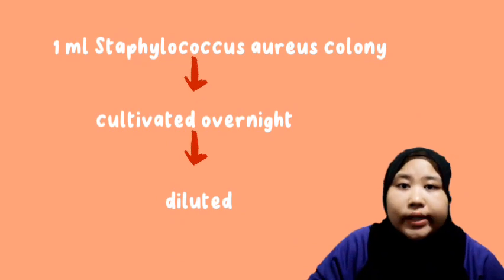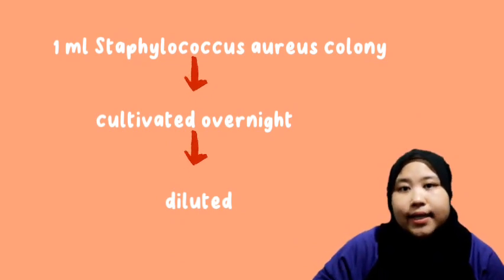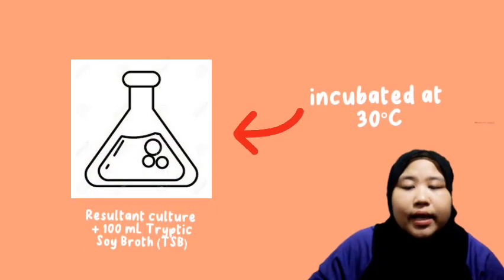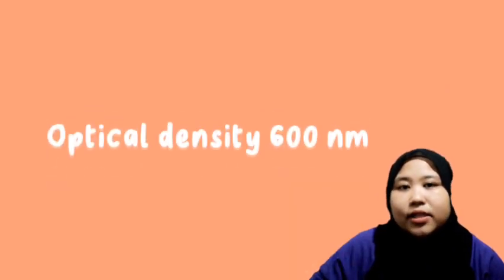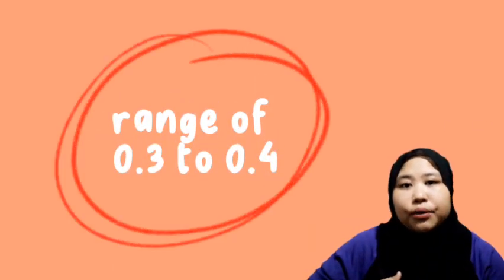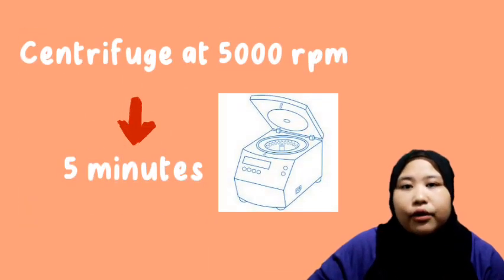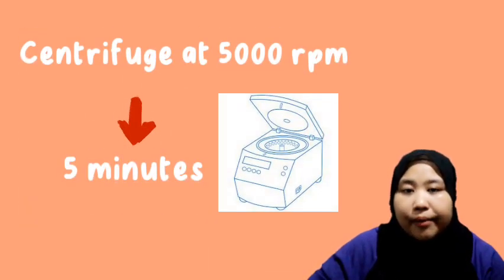A single Staphylococcus aureus colony with a volume of 1 ml was cultivated overnight and then diluted. The resultant culture was incubated at a temperature of 30 degrees Celsius in 100 ml of TSB. Once the culture's optical density at 600 nanometers reached a range of 0.3 to 0.4, the cells were cooled on ice for 10 minutes and subsequently collected by centrifugation at 5,000 revolutions per minute (RPM) for 5 minutes. Following the removal of the liquid supernatant, 20 ml of sterile ice-cooled 0.5 molar sucrose solution was carefully pipetted to suspend the cells once again.